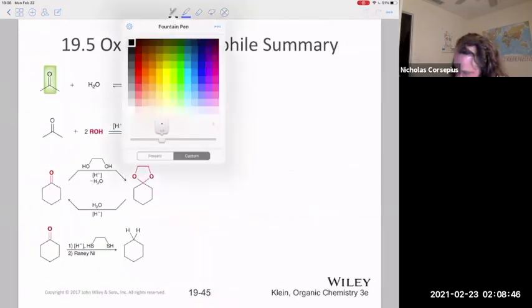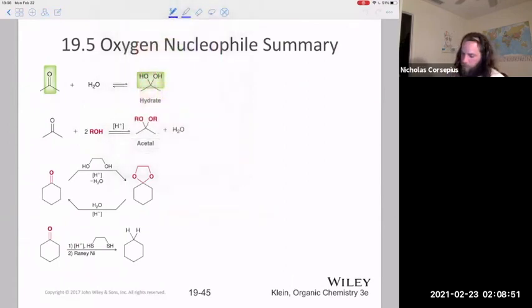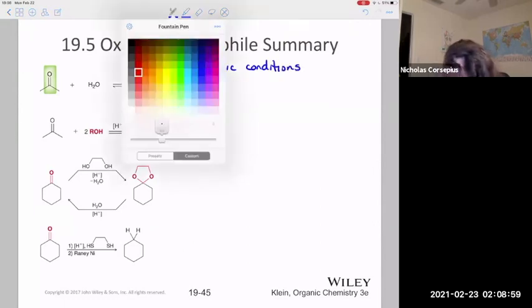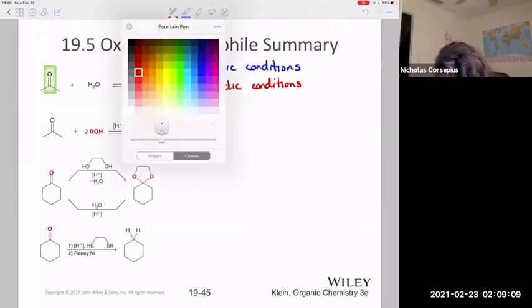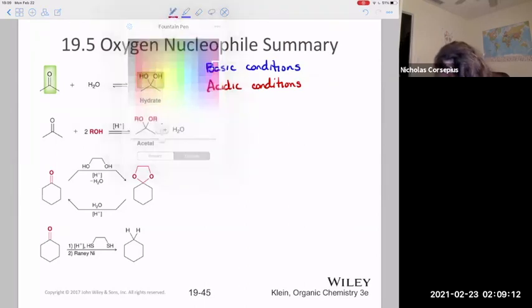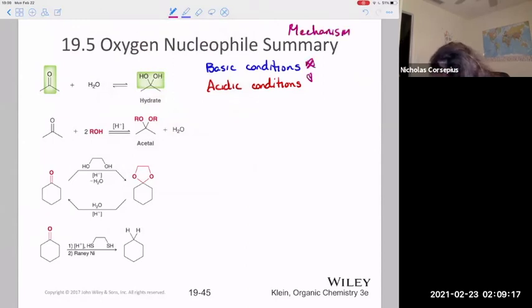All right, so just to summarize here, formation of a hydrate can occur under basic conditions, but it can also occur under acidic conditions. You should know both. And do you have to know the mechanism? That's always an important thing. In this chapter, more often than not, the answer is yes. So under both the basic or acidic conditions, you should know the mechanism.